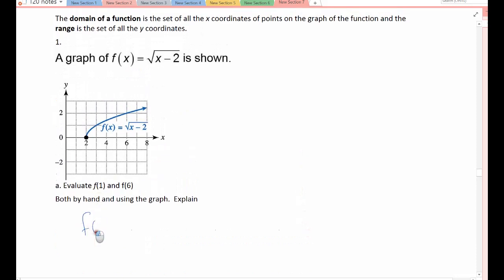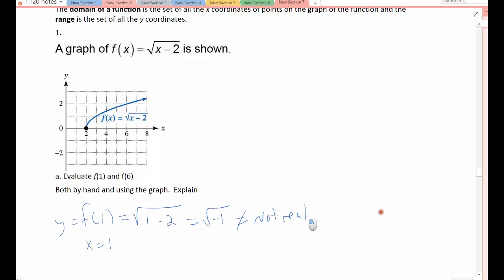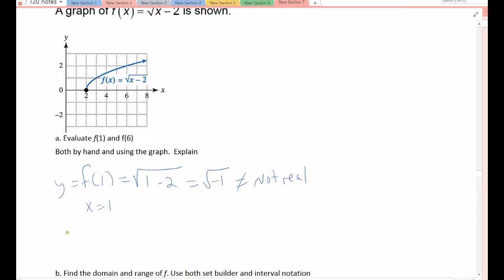Alright, so f of 1 first. So f of 1, so remember, that's my x value 1. I plug into my function and see what y value is paired with it. So I plug 1 in for x, so I get the square root of 1 minus 2. So 1 minus 2 is -1, which is not real. Remember, back in the definition I said if you get a non-real number out, what we say is f of 1 is undefined. It does not exist in the real numbers, right?